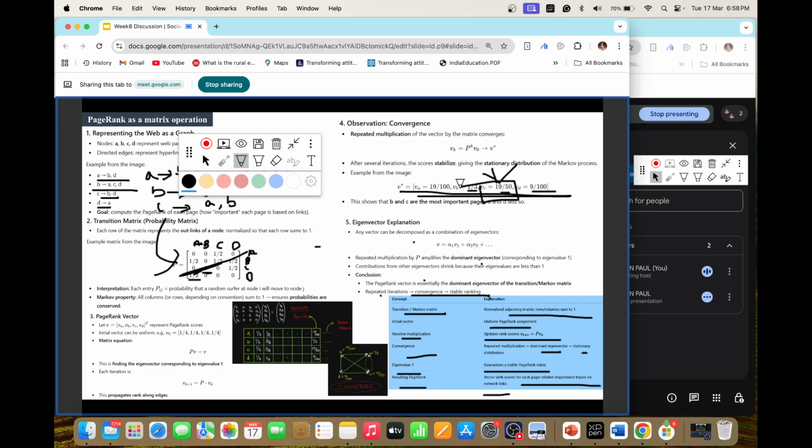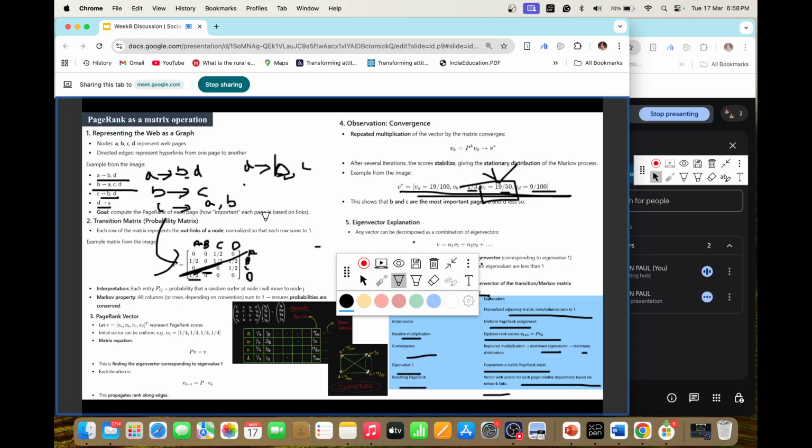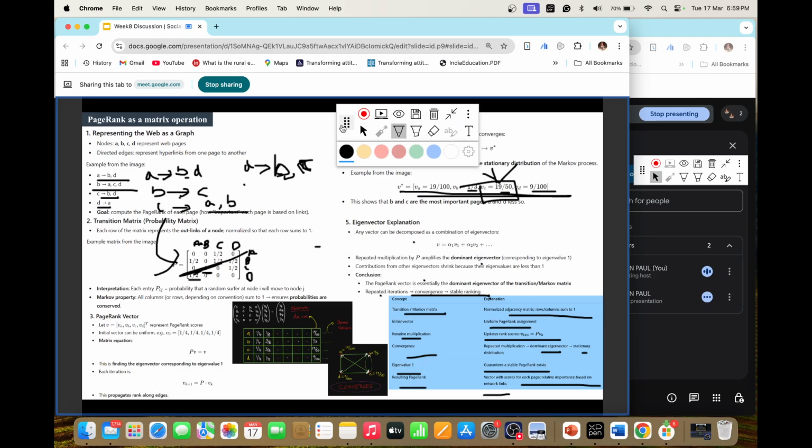Okay, VC has outgoing links to A and B, and it is receiving ingoing links from B as well as D. So here the most influential page is C. So VC is the most influential player. Okay, so this is the thing.